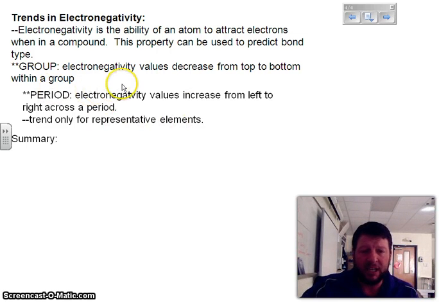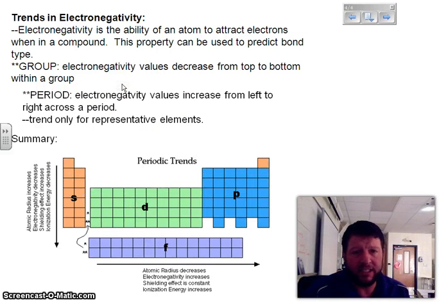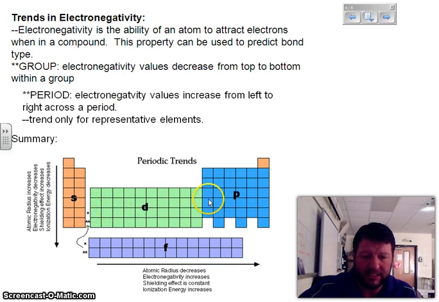Okay. Now here is a trends summary. As you can see, we have our S's, P's, D's, and F's. You've seen this before. This is our periodic table, and as you move down, we have atomic radius, electronegativity, the shielding effect, and the ionization energy decreasing. And then over here, atomic radius, electronegativity, shielding effect, and ionization energy. If you can memorize these trends, you'll not need to memorize the periodic table.